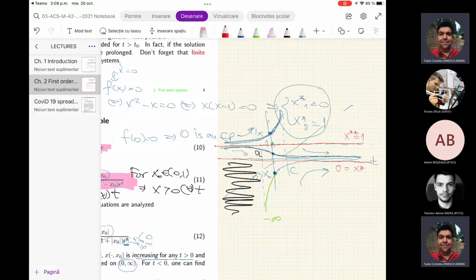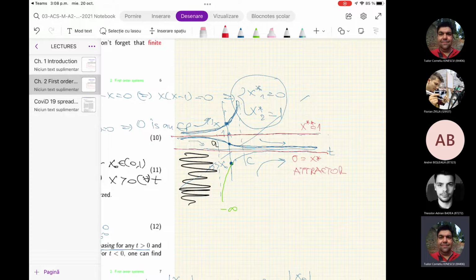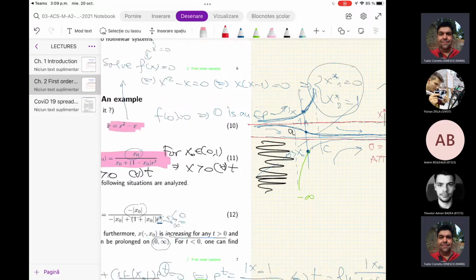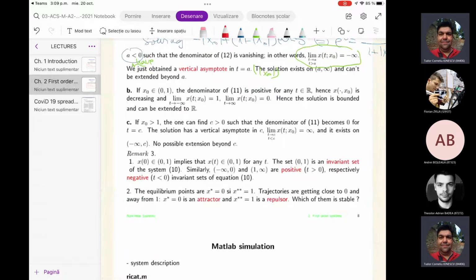Okay. Indeed, this is true. Because all the trajectories are going to 0, we call this guy an attractor. And we call this guy a repulsor, because it pushes away all the trajectories. Indeed, x star equal to 0 is an attractor, and x double star equal to 1 is a repulsor. Which is stable? Of course, the attractor is stable, because all the trajectories are drawn to this guy.